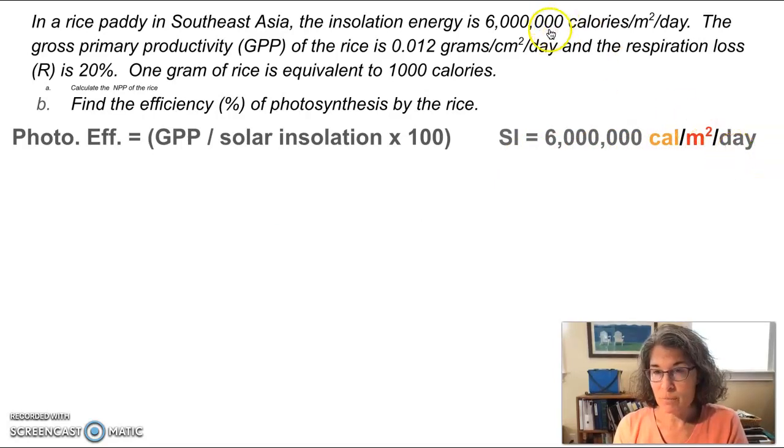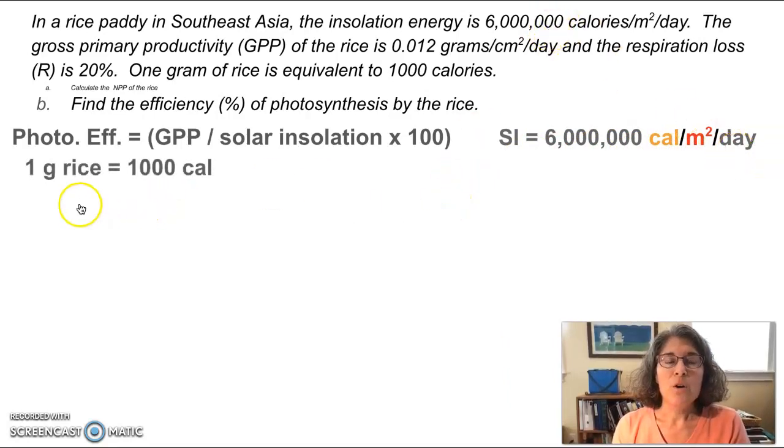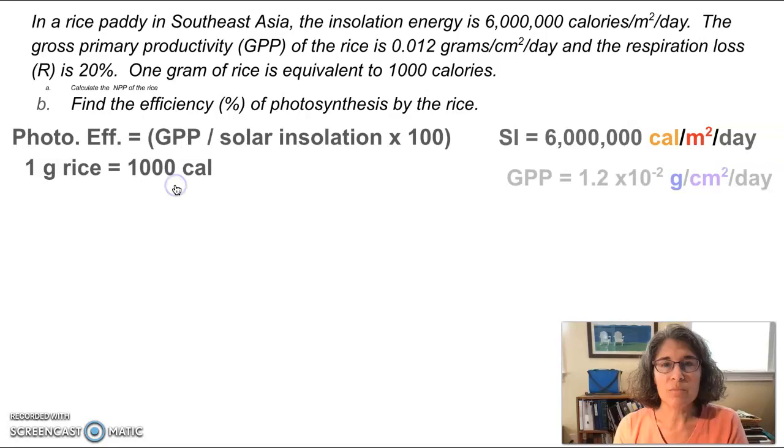We got that directly from the question. We know as well from the question that 1 gram of rice is equivalent to 1,000 calories. And we know that the gross primary productivity is 1.2 times 10 to the negative 2 grams per centimeter squared per day. So those are the pieces of information we need.